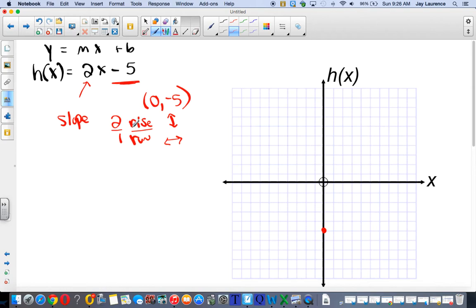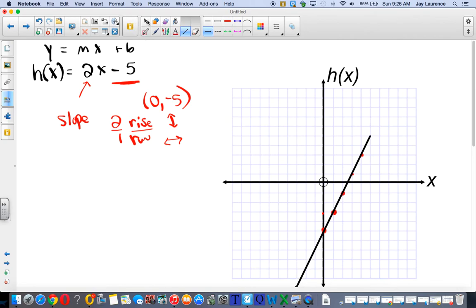So a rise of 2 is to go up 2, so I'm going to go up 1, 2. A run of positive 1 is to go 1 to the right. Boom. There's my second point. I can now draw the line. So now I'm going to go up 2 over 1, and now I can get a whole bunch of points. Why would I want all these points? Just so I can draw a better line. More accurate. Okay, so let's see here. 1, 2 over 1. So it looks like it's going to go something like that.